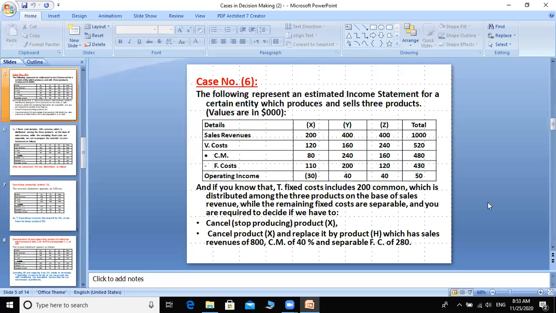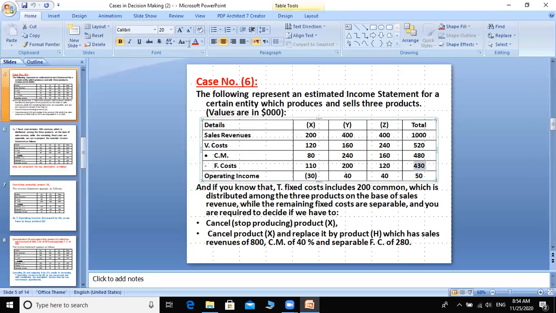Case number 6. The following represents an estimated income statement for the next period for a certain entity which produces and sells 3 products, X, Y, and Z. Sales revenue and total, variable cost and total, the difference between sales and variable cost is contribution margin, and its total, minus fixed cost gives operating income. As you see, there is a negative operating income regarding X. And there is the total fixed cost, this is fixed cost, and this is the total, the 430.